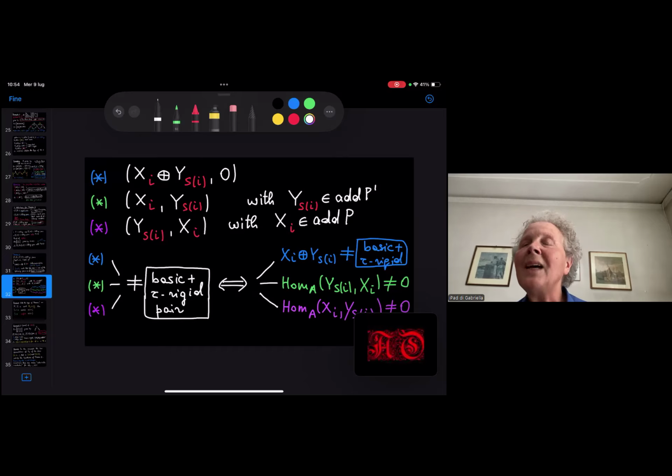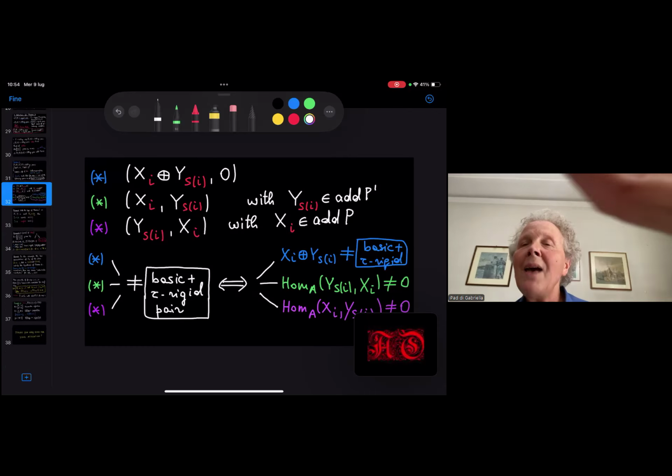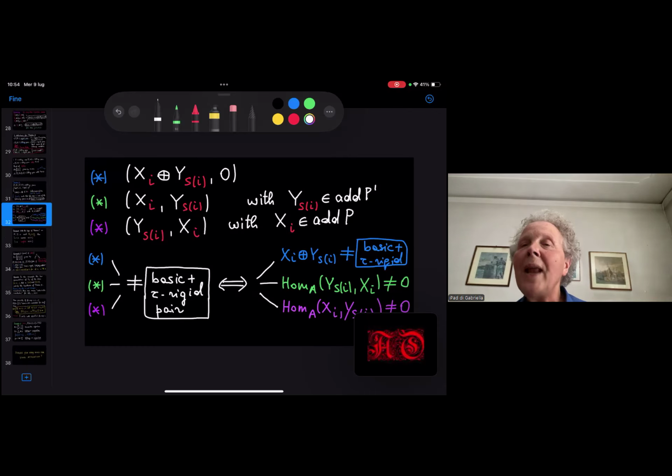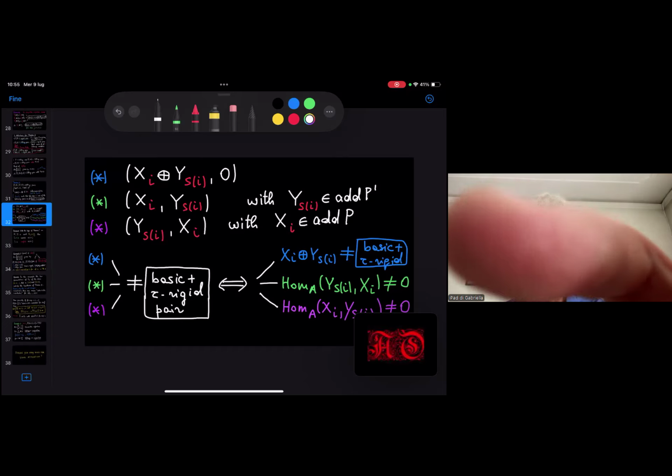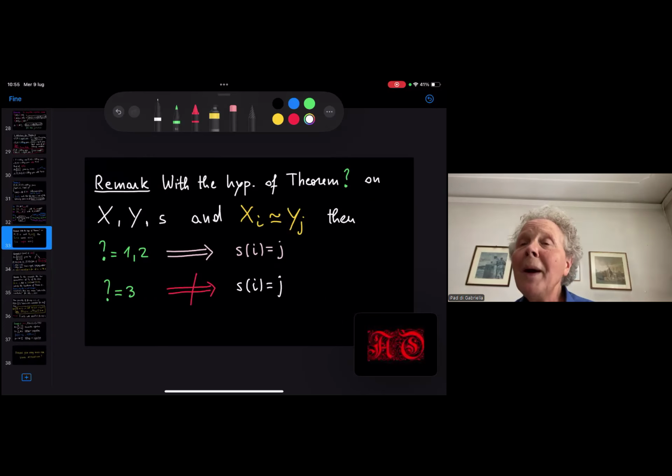In the first pair, the first component is 0. In the second pair, we have the module Xi on the left, the module YSi on the right, and YSi is a direct summand of P. In the last pair, YSi is on the left and Xi is on the right, and Xi is a direct summand of P.